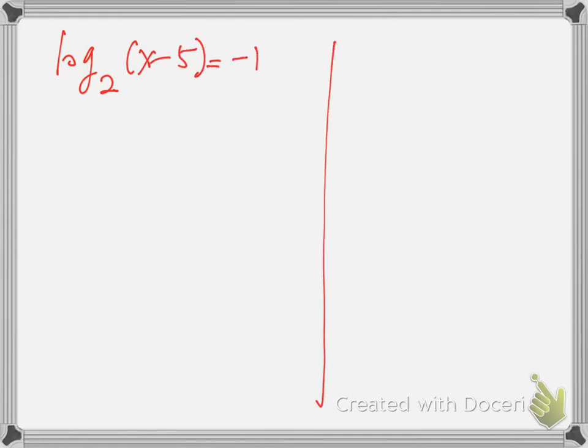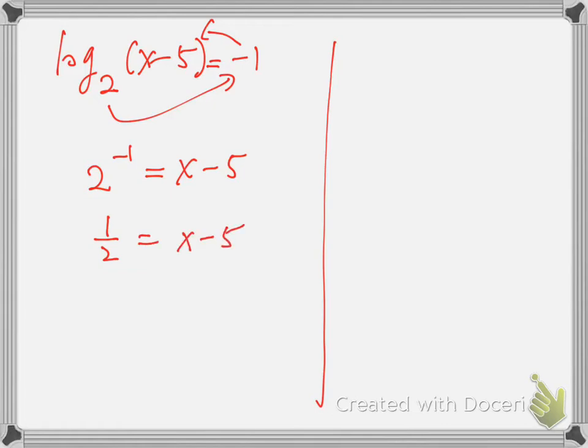A little bit harder example. Log 2 of x minus 5 is -1. So again, first we use the definition of log. So 2 to the -1 power is x minus 5. 2 to the -1 power is 1/2. So 1/2 is x minus 5. Add 5 to both sides. You get x is 5 and 1/2. It's just the definition.